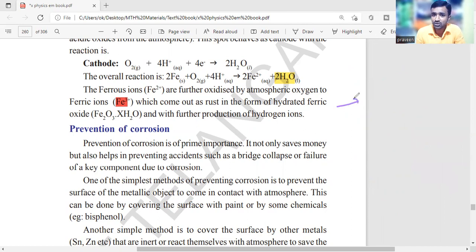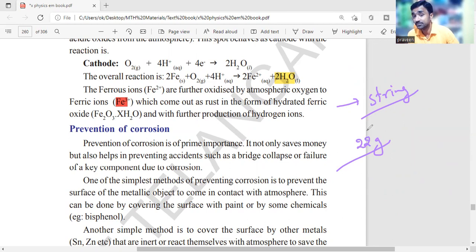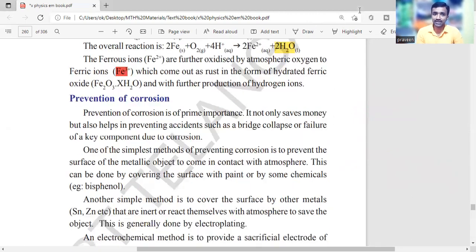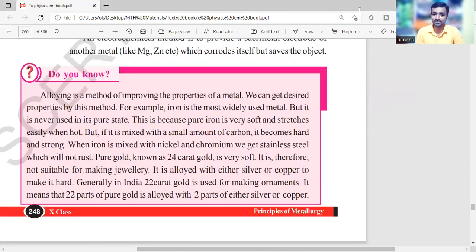Why? To make a string, they need 22 carats gold actually, right? So that's why they are combining gold and copper or silver. So this is the importance of alloying here, right? But 22 carats is required, but 22 carats gold is not pure. See here, this table will provide that method of alloying, right?